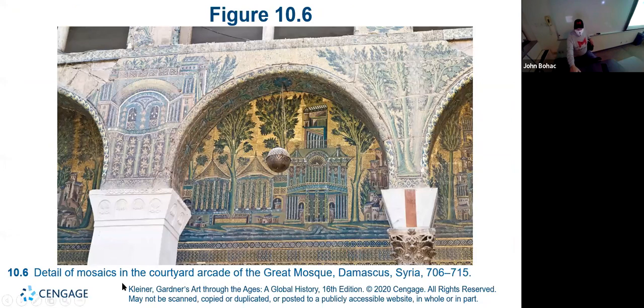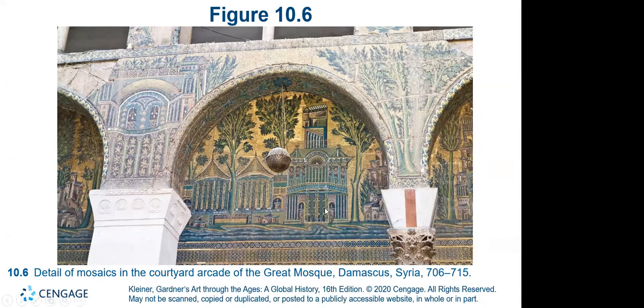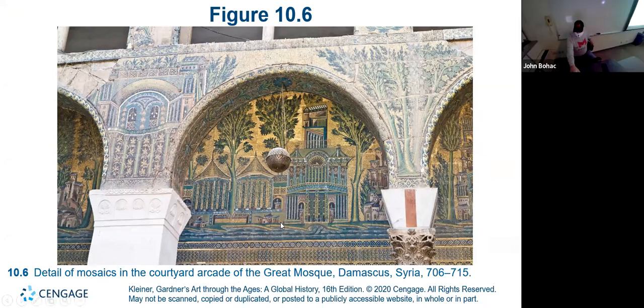And again, this is a detail of mosaics in the courtyard arcade. And so you see some trees, you see some buildings. What don't you see? Iconography and people. Yeah, people especially, absolutely. And so that's the thing, that we take the second commandment quite seriously. And you can see they're very well accomplished in visual arts.